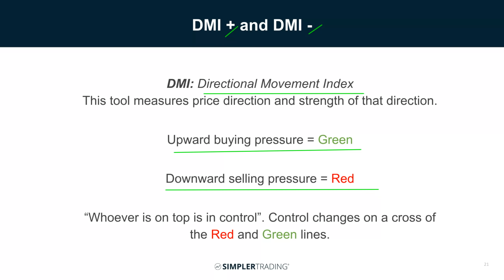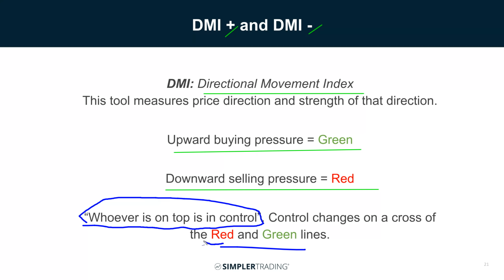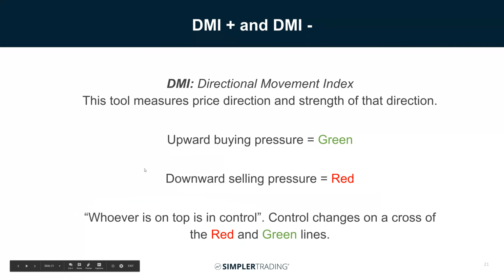This is a good quote to live by: whoever is on top is in control. So control changes on a cross of the red and green lines, with red representing the DMI minus and green representing the DMI plus. Okay?